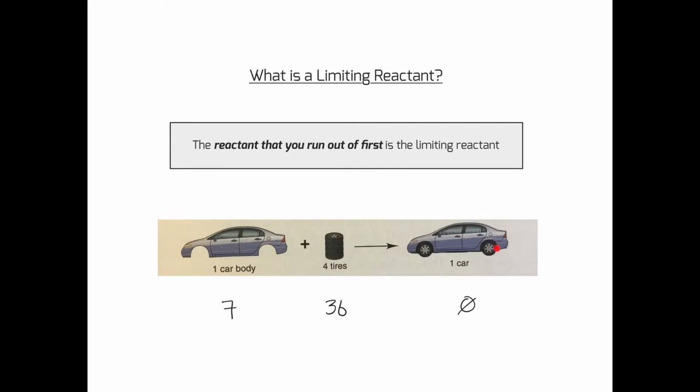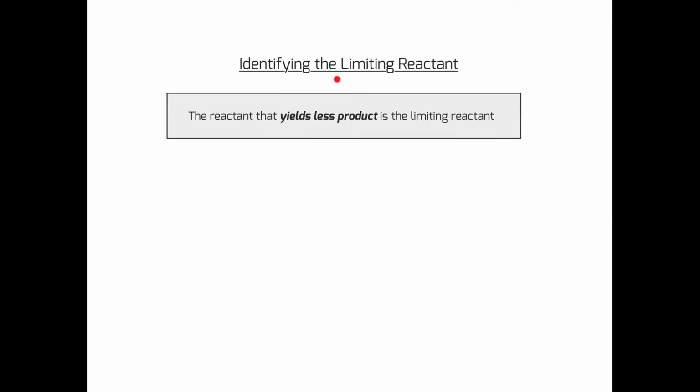So as this reaction takes place, in other words, as we start putting these together to make cars, these numbers are going to change. So we add 4 tires to 1 car body, and we get 1 car. We add 4 more tires to another car body, and now we have 2 cars. And the reaction continues like this until we run out of one of our reactants. And we can see that we ran out of car bodies first, which tells us that car bodies is our limiting reactant. The limiting reactant in a chemical equation is the reactant that yields less product.